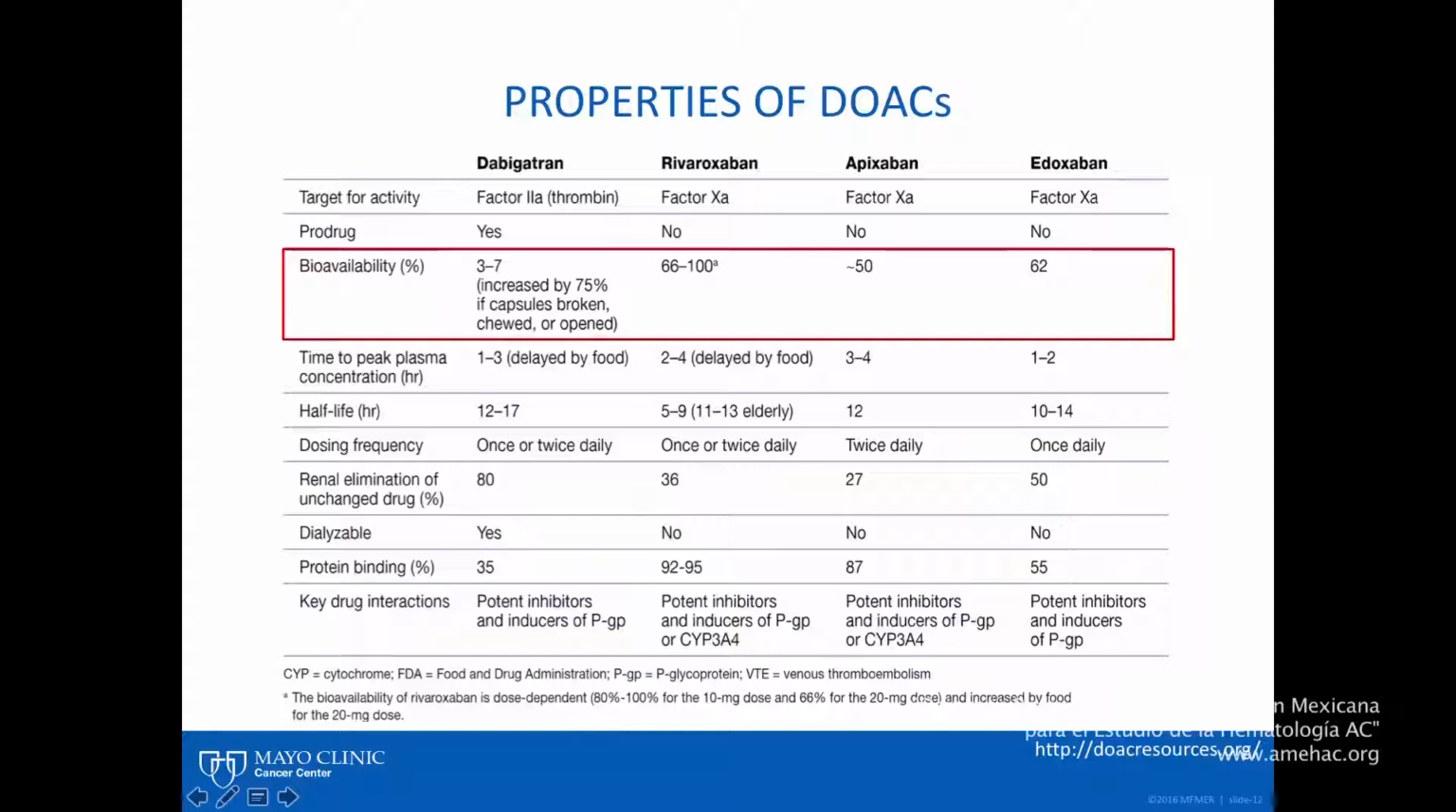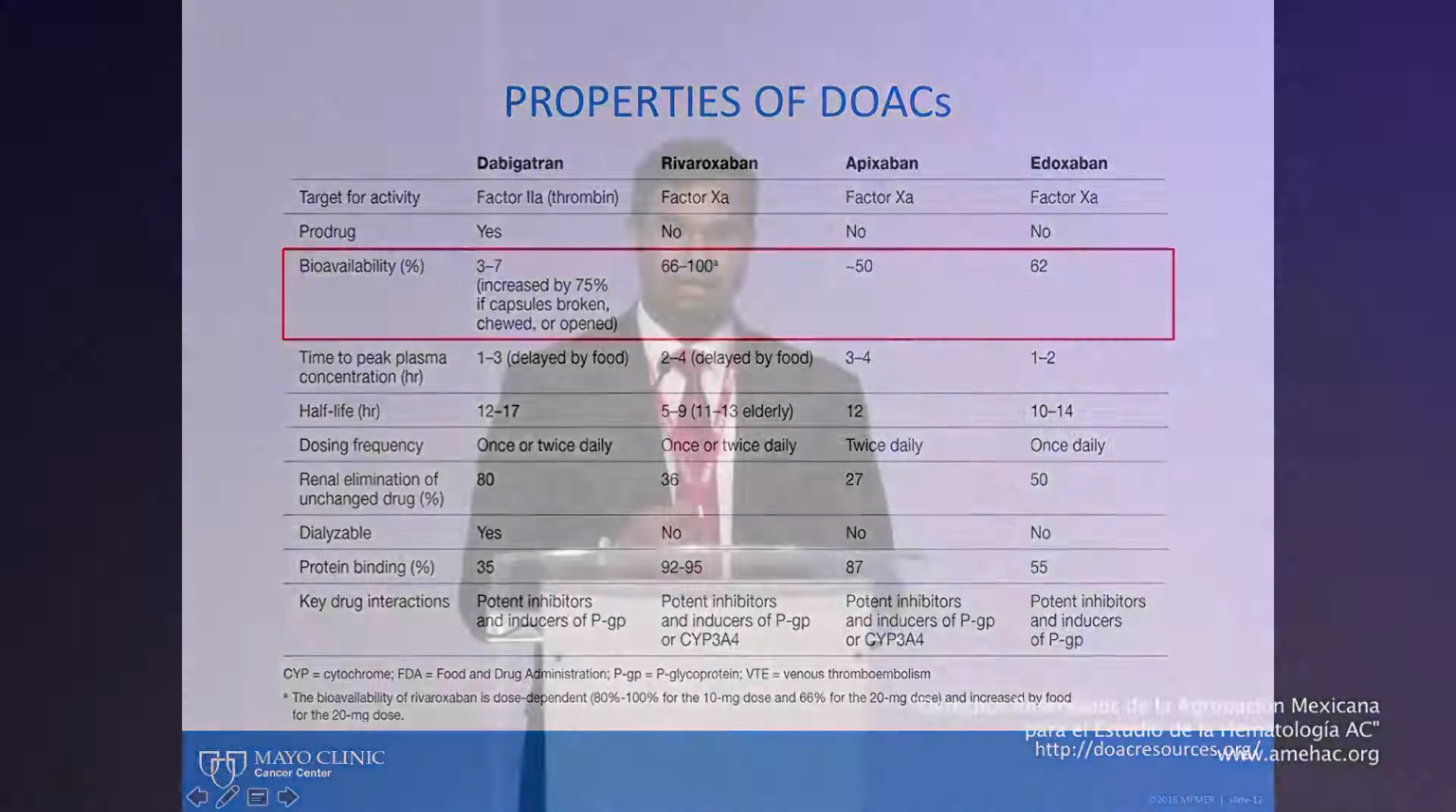And I highlight this and point this out to patients and also people who prescribe. As you can see, dabigatran has very low bioavailability. It's only 3 to 7%. Dabigatran is a capsule, and the rest of them are all tablets. For whatever reason, if somebody breaks the capsule or chews it, if it's opened, the bioavailability increases by 75%. So that's something that you should tell them. Don't do that with dabigatran. The rest of them have very good bioavailability. You can see that it ranges anywhere from 50 to 100%. Rivaroxaban probably has the highest, close to 80 to 100%.